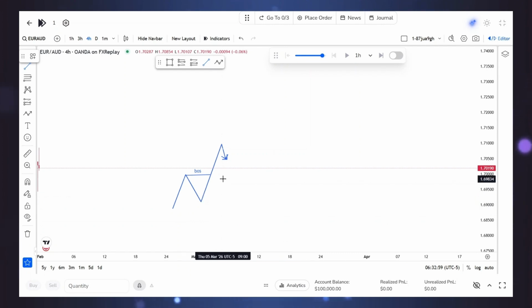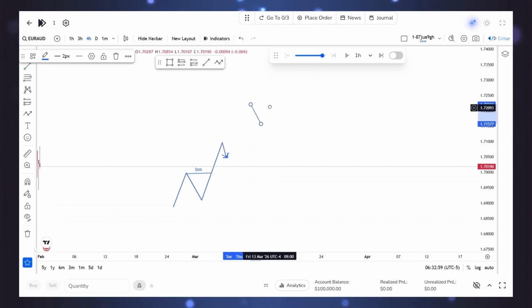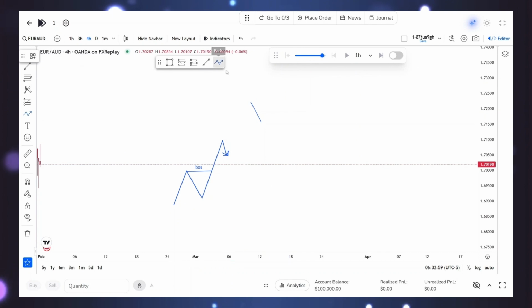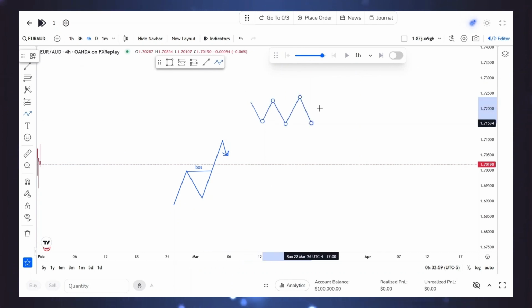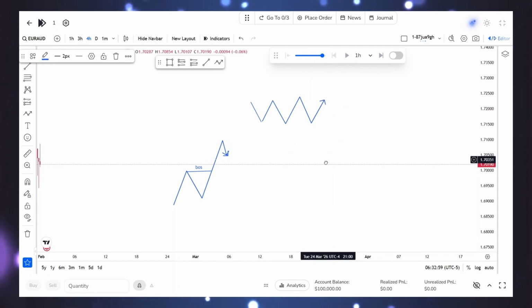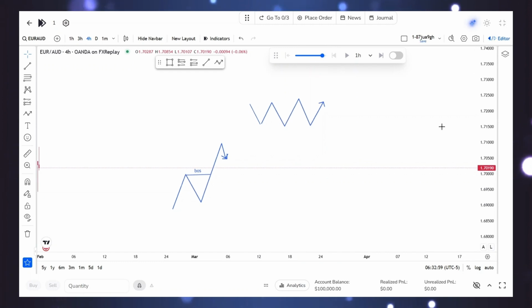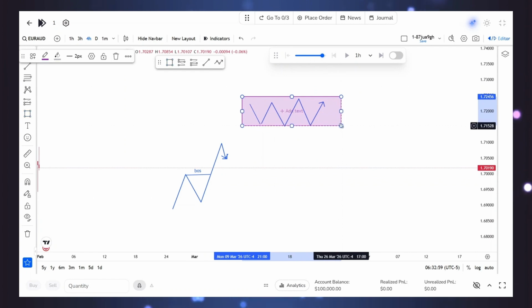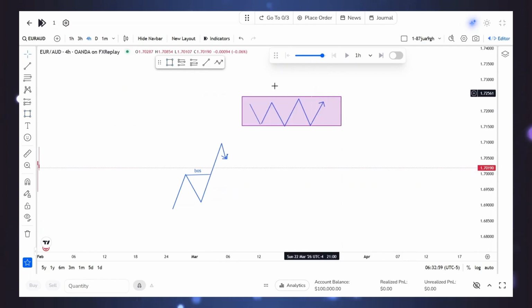So this is an uptrend. Then we have what we call a consolidation zone. In this zone, we don't trade because we don't know the actual movement of the price. At this point the price has no clear movement, so we don't trade, we just leave it. And the third one is a downtrend.